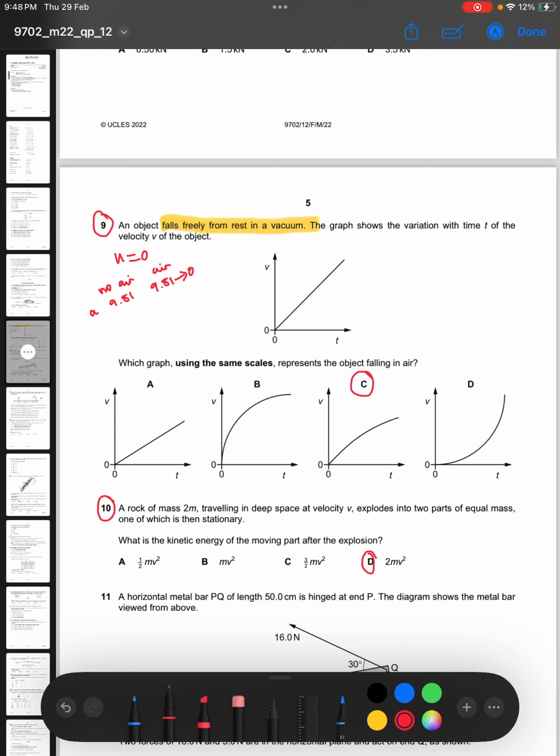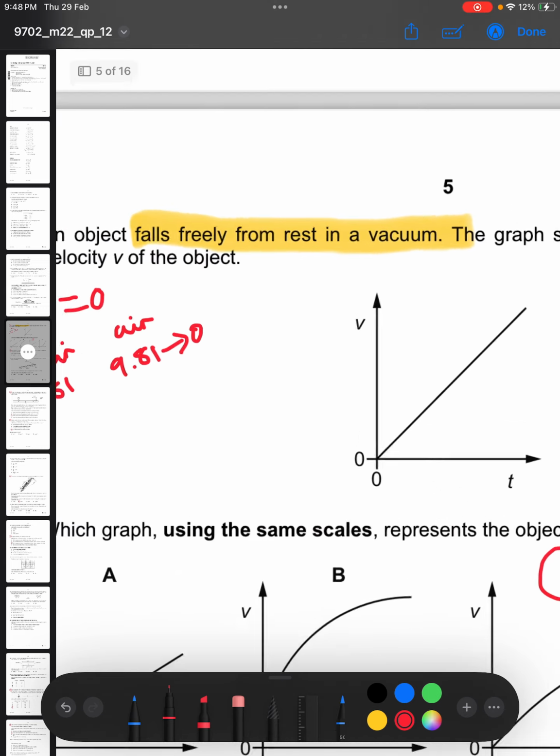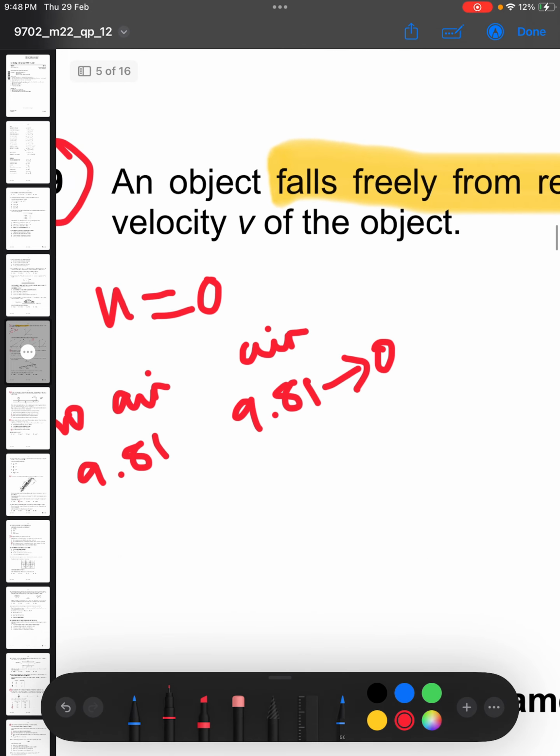The graph shows the variation with time t of the velocity of the object. So how the velocity of the object is changing there. Which graph using the same scales would represent the object falling in air? As I told you, if the object is falling in air, then there's air resistance. Then the expectation is that the acceleration will gradually decrease until it becomes 0.